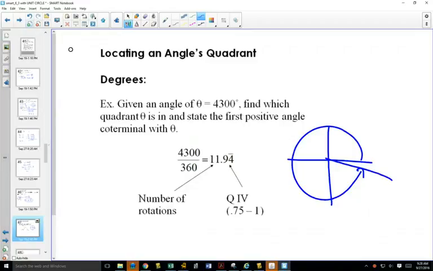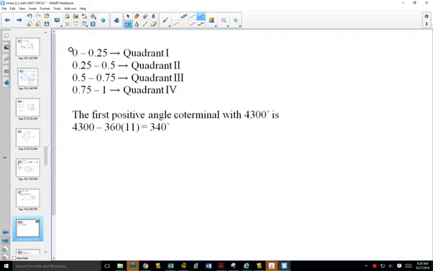So if we have our calculator, we can just say this is the number of full rotations, and then our decimal place, depending on where it is, is going to tell us which quadrant. And you have that listed on the next page. If it's in the first 25%, it's going to be in quadrant 1, the next 25% in quadrant 2, and so on and so forth.